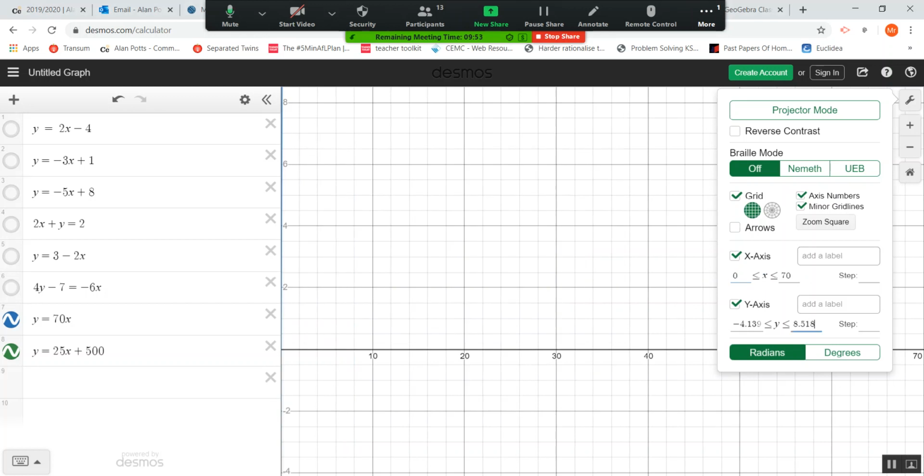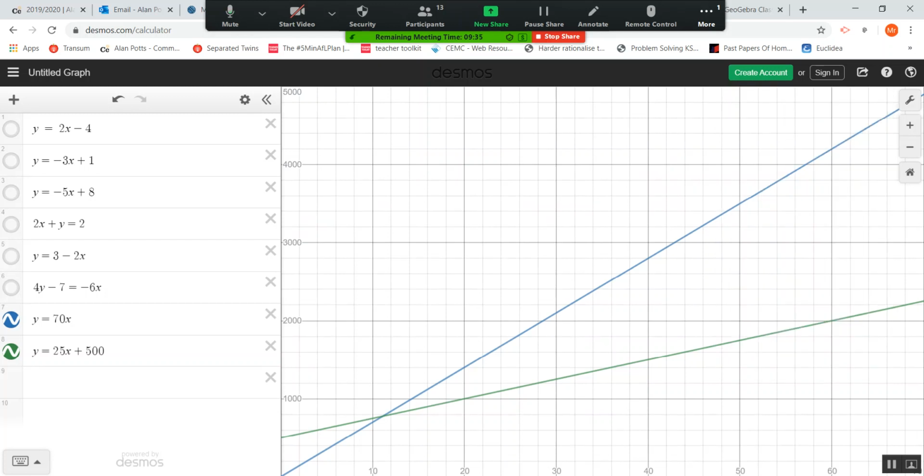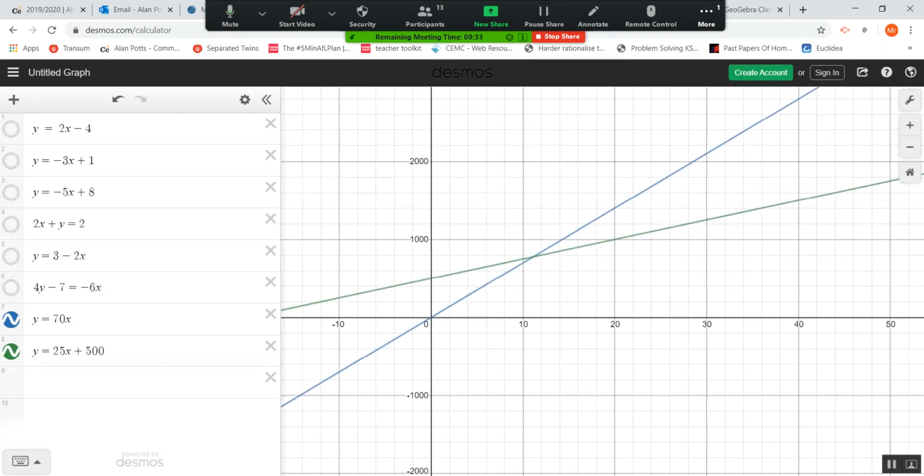It's a bit trial and error now. Remember, it's 70 every hammock. So it's going to be a big number, isn't it? Should we try maybe 5,000? There you go. There's a good guess. 5,000. Right. So the blue line is Y equals 70x. And the green line is 25x plus 500. So can you explain to me what's happening on my screen? What are those two lines showing me?